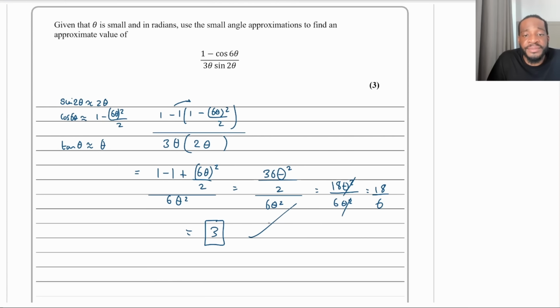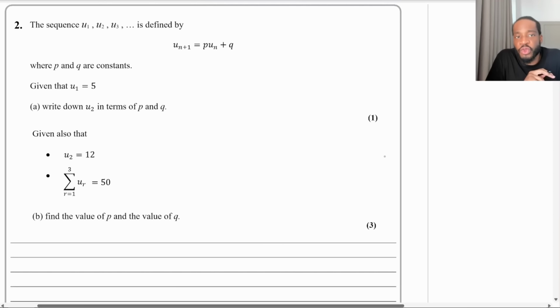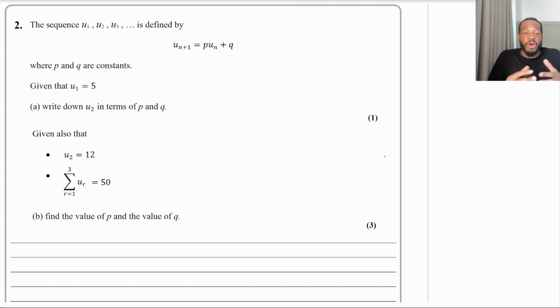And that's it. Done. So it says the sequence U1, U2, U3 is defined by U(n+1) is equal to P U(n) plus Q, where P and Q are constants. Given that U1 is equal to 5, write down U2 in terms of P and Q, for 1 mark. So this is just a recurrence relation.